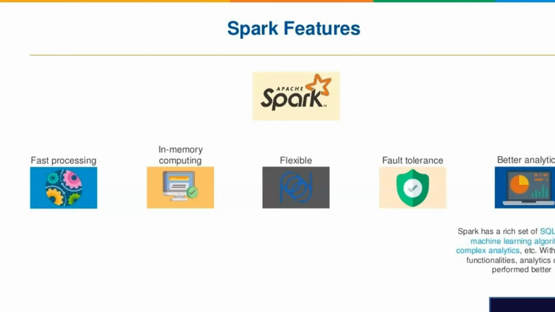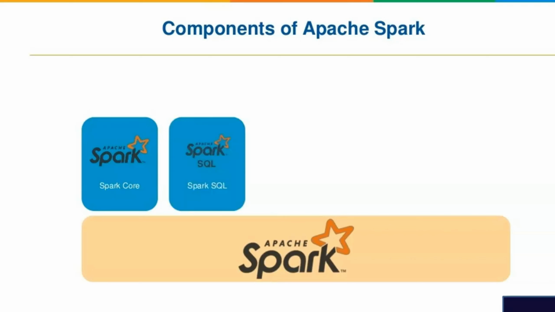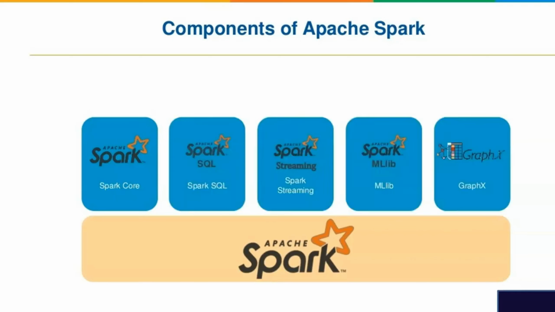Better analytics can be done because it has Spark SQL as well as machine learning, and complex analytics can be done. Some components of Spark, let's have a look. Apache Spark has 5 components: Spark Core, which is the base engine, Spark SQL, Spark Streaming for real-time processing, Spark MLlib for machine learning integration, and GraphX for advanced analytics in graphical form.